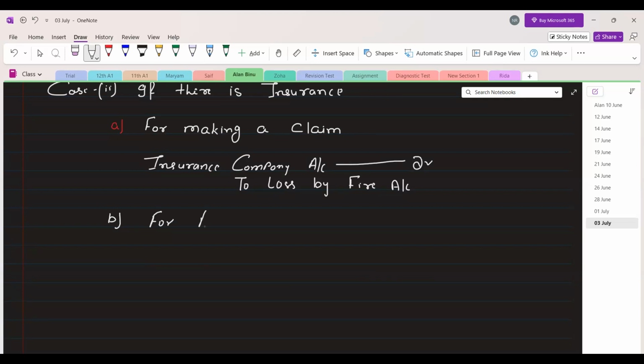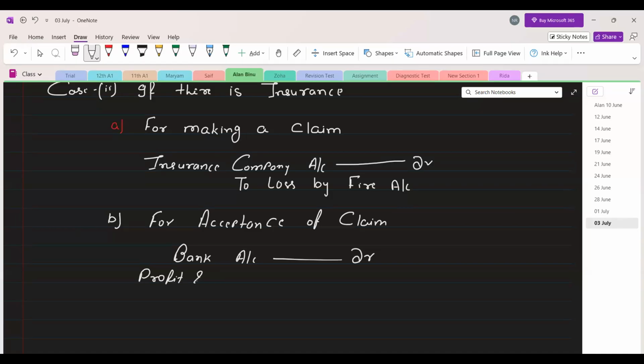So for acceptance of claim, if they have accepted the full value, then there is no problem. It will be bank account debit to insurance company. But if they accept less value, you will receive less amount and the remaining balance will be your loss. So it will be transferred to profit and loss.